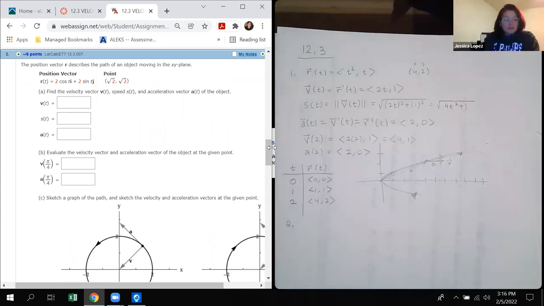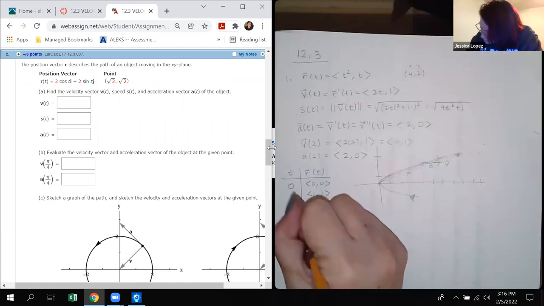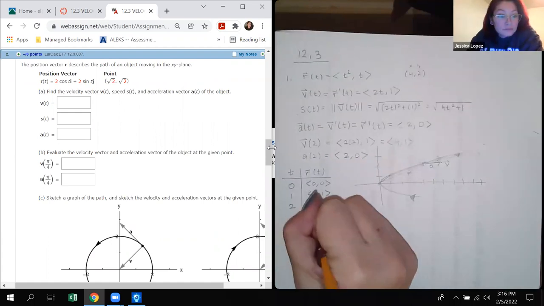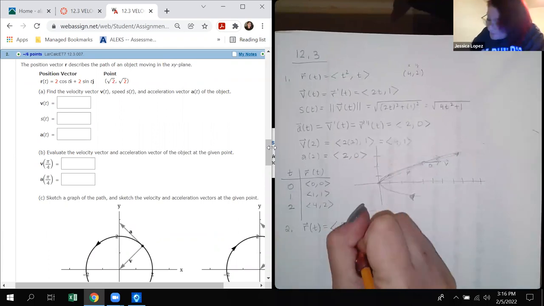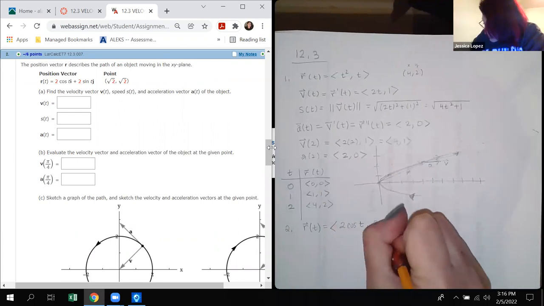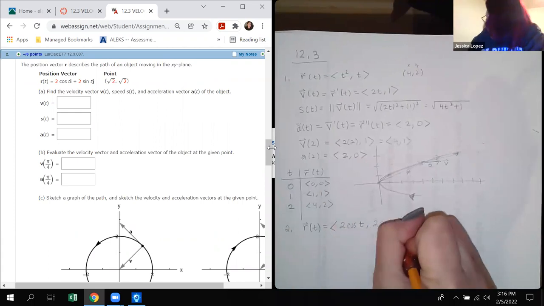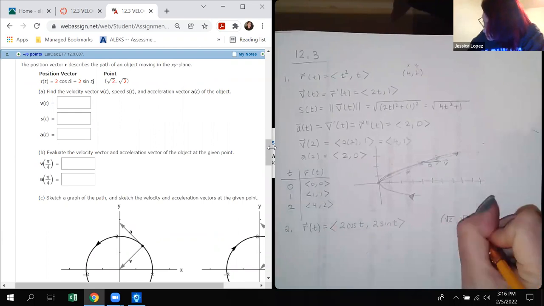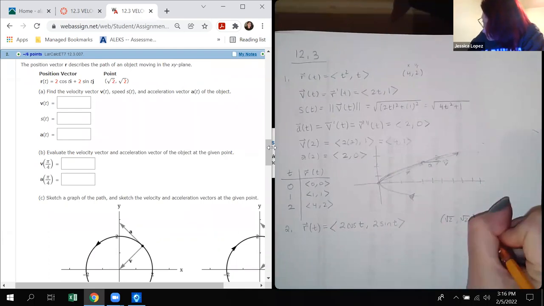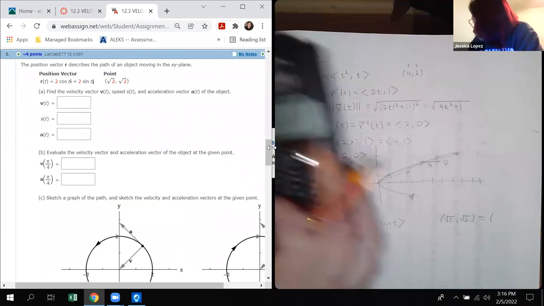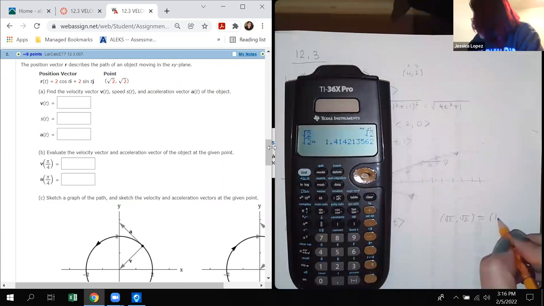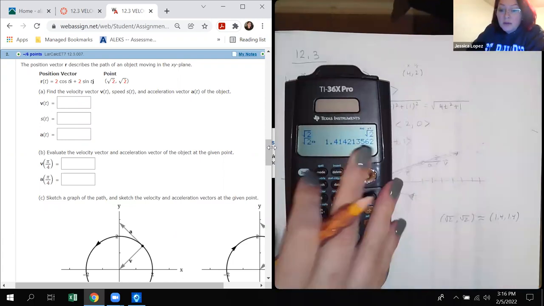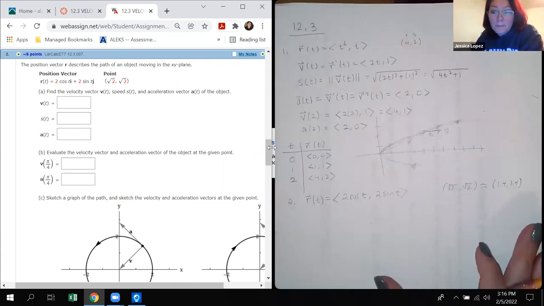Okay. So in this case, let's see. R is, I'm gonna put it in component form, 2 cosine of t and 2 sine of t. And the point is square root of 2, square root of 2. Now I don't know where that is on the actual graph. So let me look: square root of 2 is about 1.4. So it's about 1.4, that point, 1.4 comma 1.4.